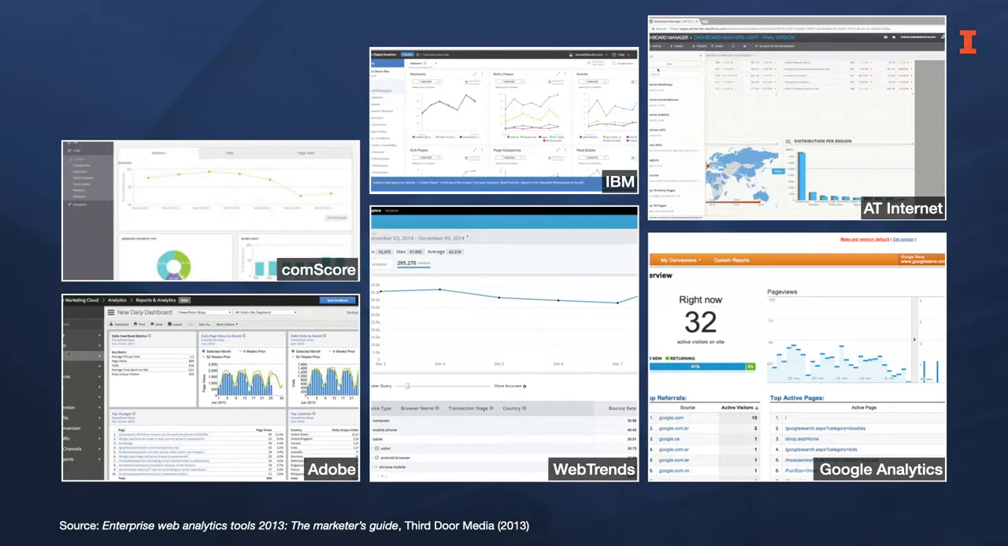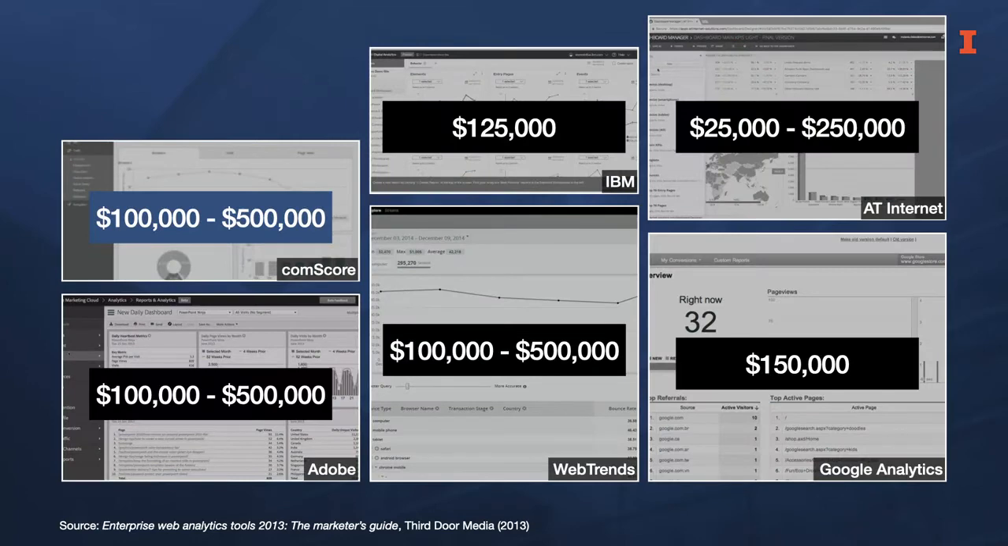On the platform side, look, these are the brands that you've come to recognize and know. This is IBM, this is Adobe, this is Google Analytics. These are the companies that are providing large enterprise-level analytics solutions to typically large companies. And they're typically large companies because these packages, these platforms can carry pretty significant price tags. I mean, you're talking about 6-figure annual licensing fees for some of these.